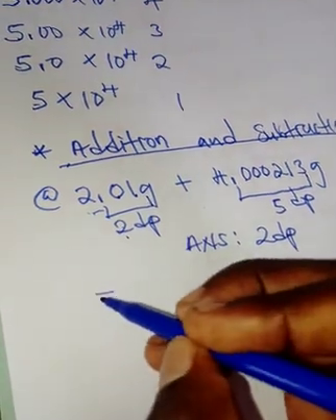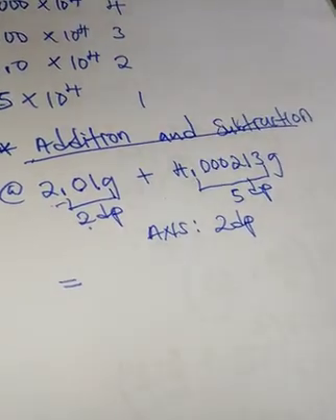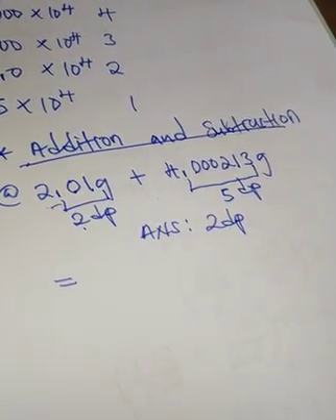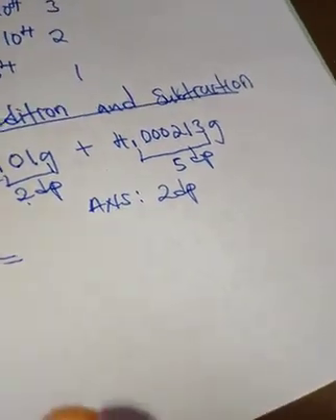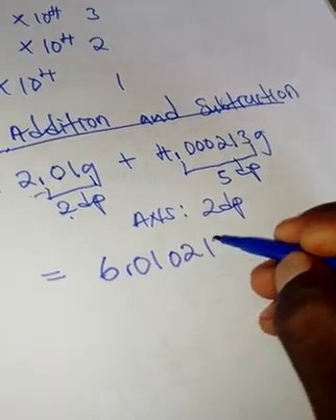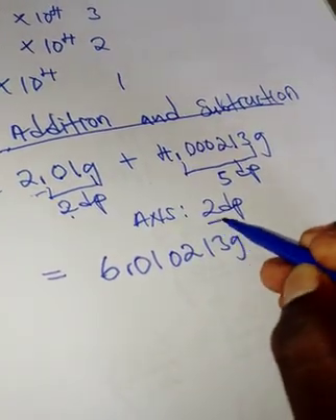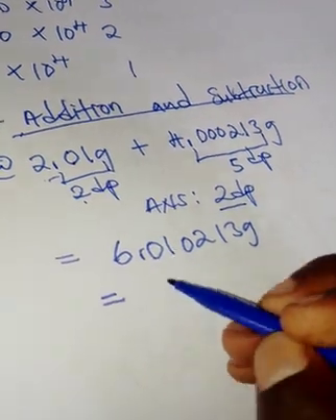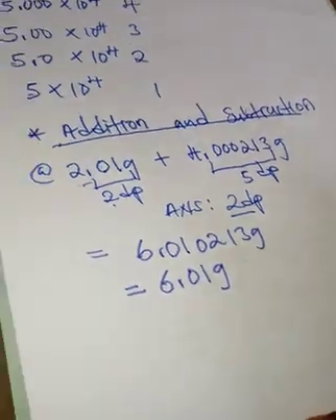Okay, so let's continue. Let me just punch that in the calculator. We have 2.01 plus 4.000213. I'm getting 6.010213 grams. The final answer should be written correct to what? 2 decimal places, according to what we started with. So we count 1, 2 decimal places. 6.01 grams. That is the answer.